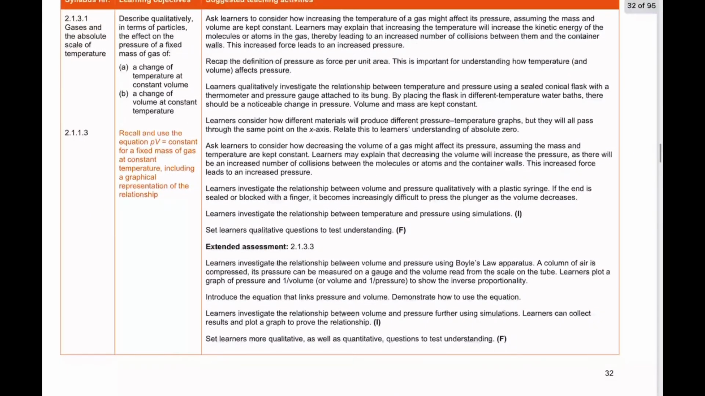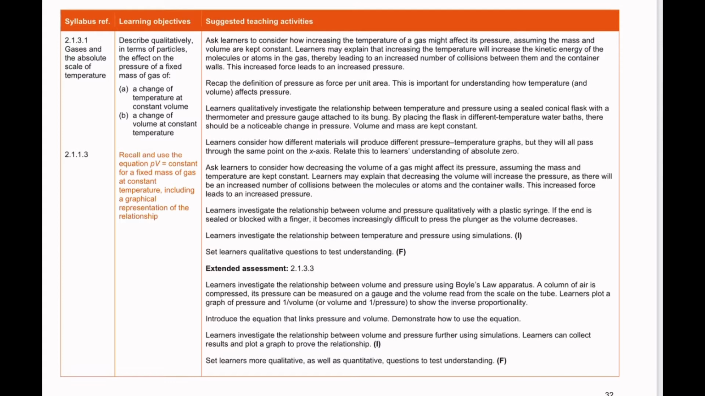Key concept: gases and the absolute scale of temperature. Learning objectives. Describe quantitatively, in terms of particles, the effect on the pressure of a fixed mass of gas of (a) a change of temperature at constant volume, (b) a change of volume at constant temperature. Recall and use the equation pV = constant for a fixed mass of gas at a constant temperature, including a graphical representation of the relationship.